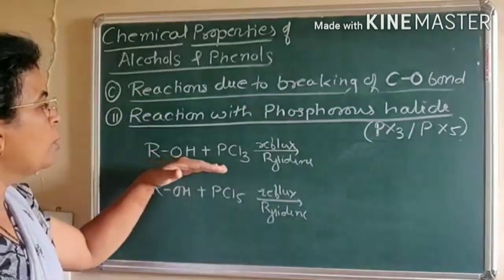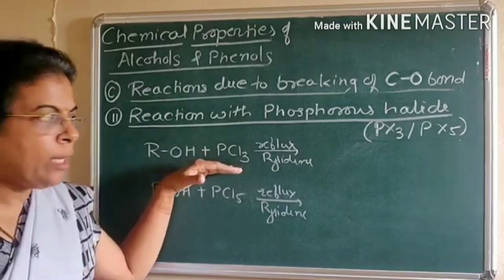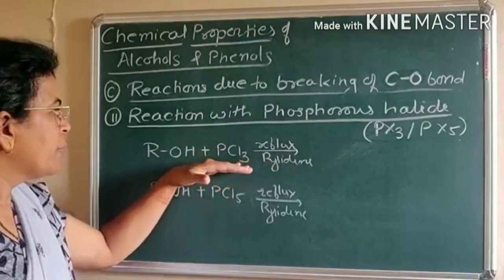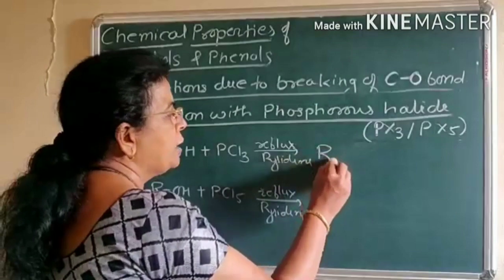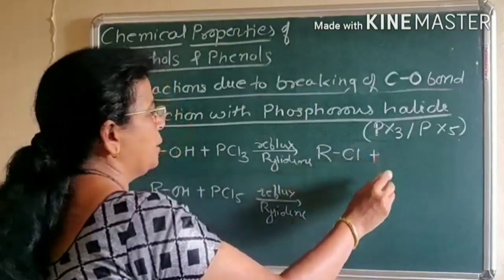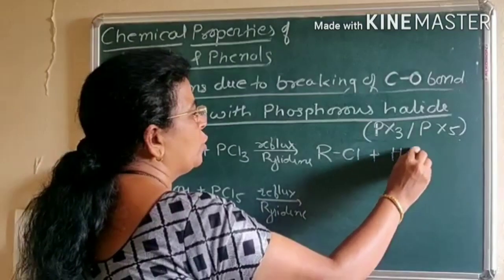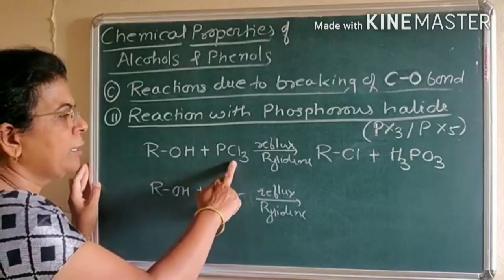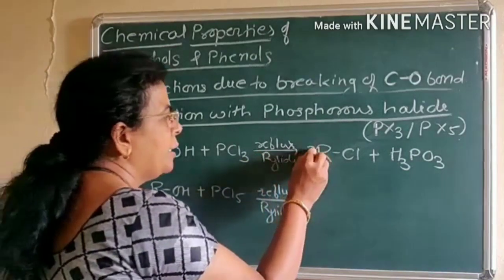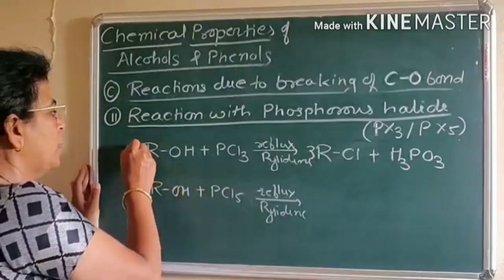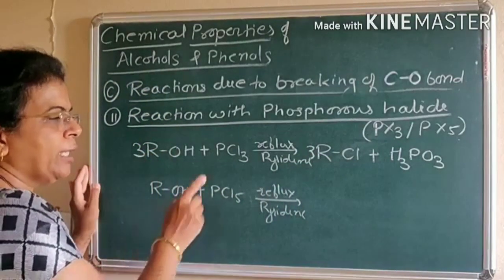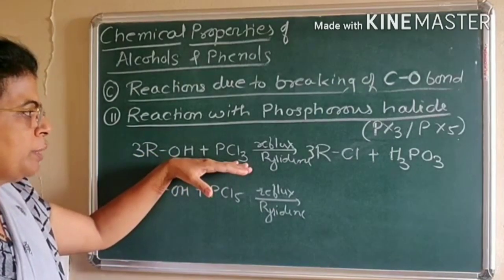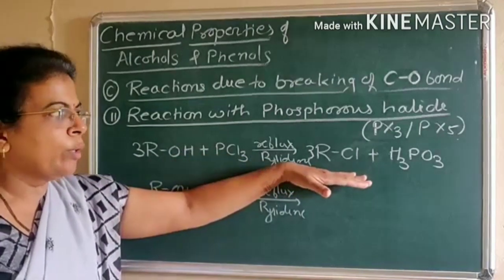Now here, when alcohols are reacted with phosphorus trichloride in presence of pyridine, reflux this reaction mixture, then here formation of RCl, that is alkyl chloride, plus H3PO3 is obtained, that is phosphorous acid is obtained. Now we have to balance this reaction. Here there are 3 chlorine, therefore we have to write here 3. Now here also we have to write thrice. Now this reaction is balanced. That is, when alcohols are treated with PCl3, that is phosphorus trichloride, then formation of alkyl chloride takes place.